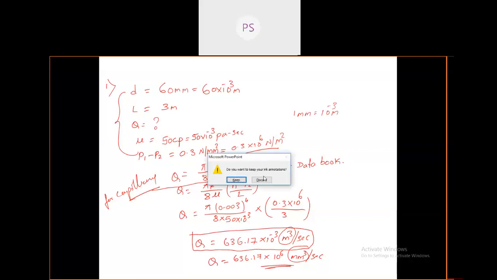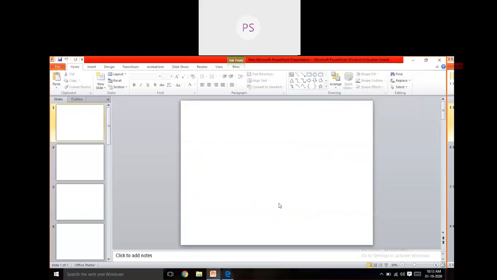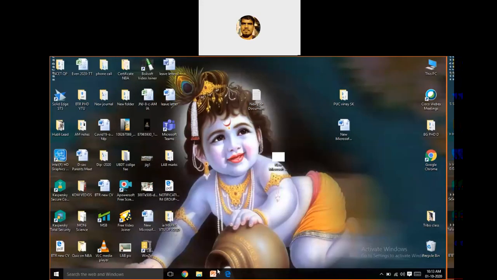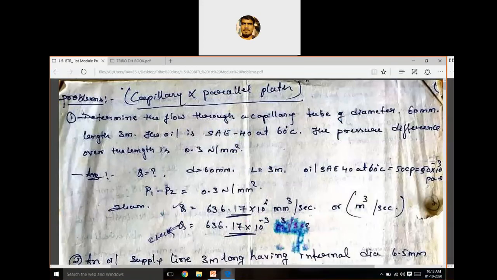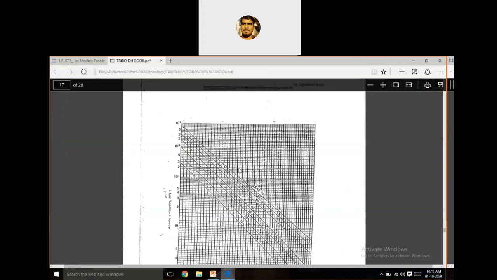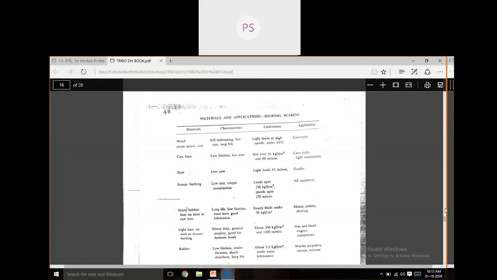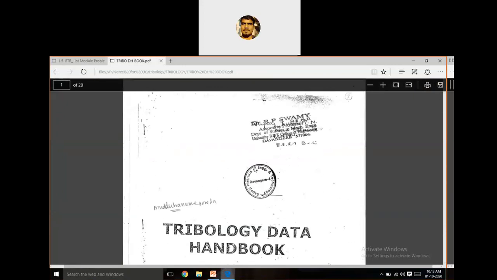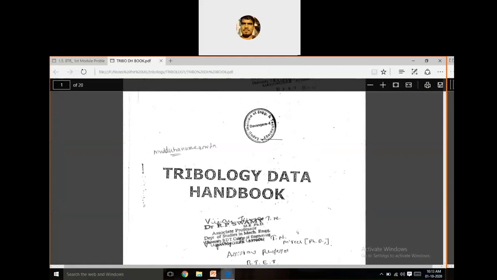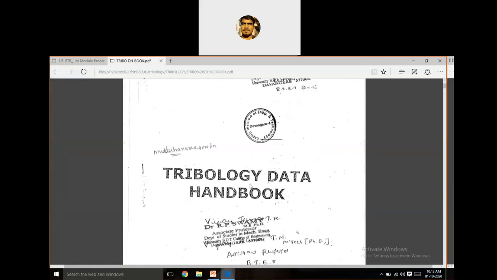So is it clear? See how you have to see the data handbook. It is available in our library. You just take the Xerox of this. This is a tribology data handbook.